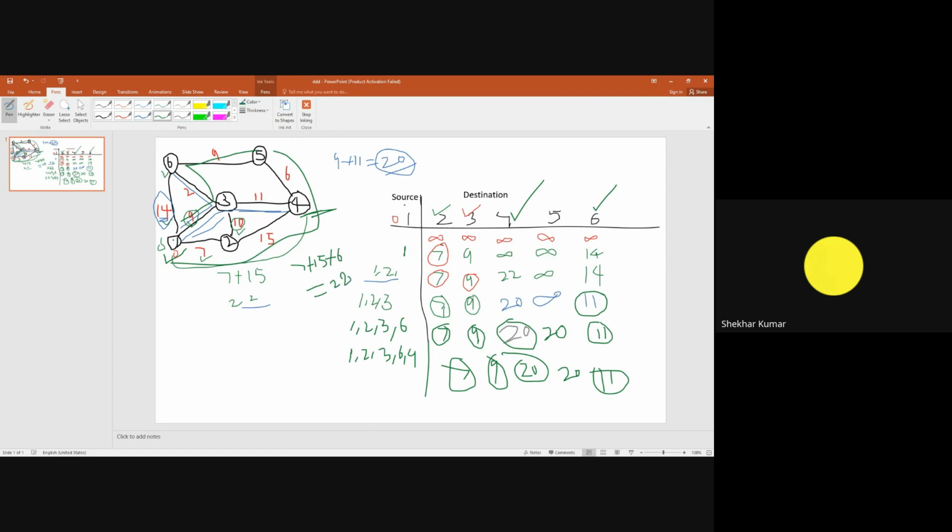And the path 1 to 3, 3 to 6, and 5, the cost is 20. Which was the minimum? This is our minimum. 20 is the minimum. So I will select 1 to 3, 3 to 6, and 6 to 5. Now 1 to 3, 3 to 6, 6 to 4, and then 5. I have selected this path. Now I have covered this path.